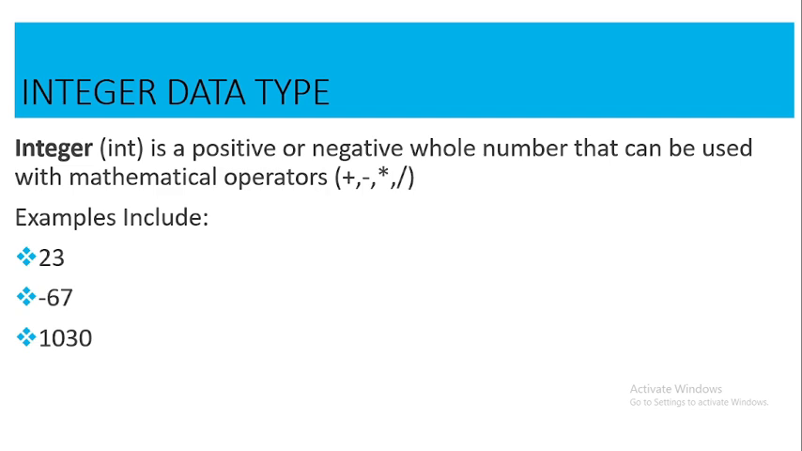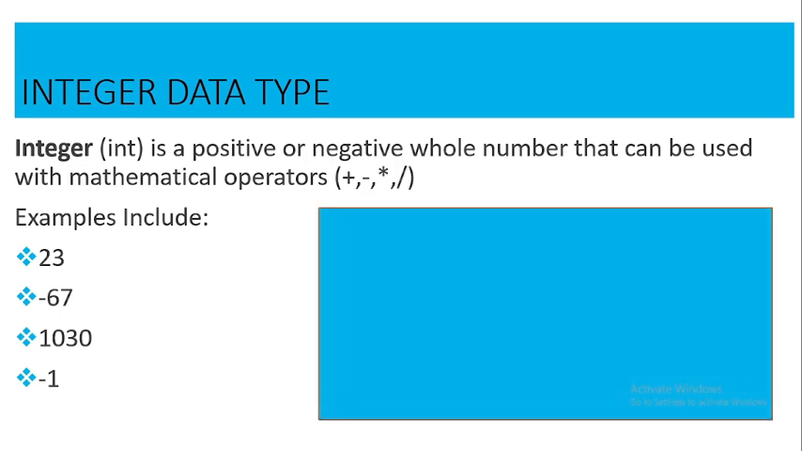We have 1030. Then we have negative 1. So any number without a dot is an integer data type. And then we can perform mathematical operations such as addition, subtraction, multiplication, and then division.